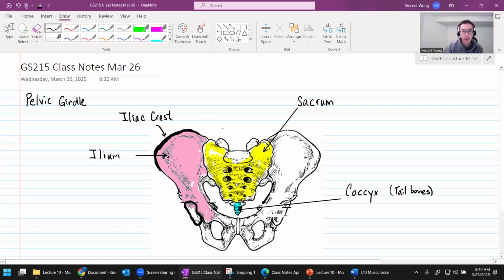Now, in case you're wondering, above here, on top of the sacrum, that's going to be your L5. Remember your backbone, the lumbar section has 1, 2, 3, 4, 5.